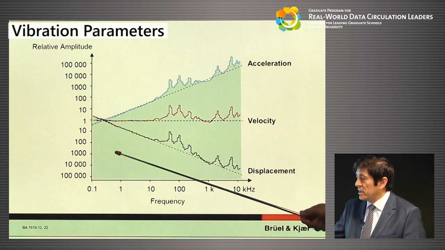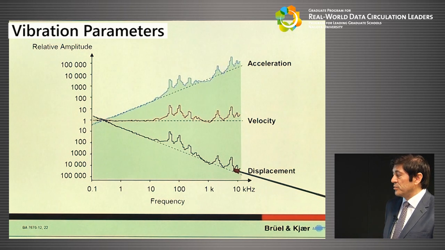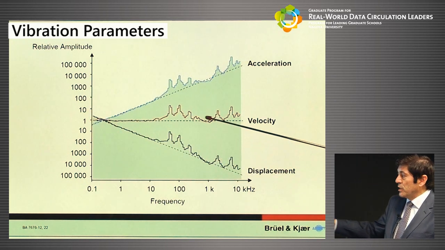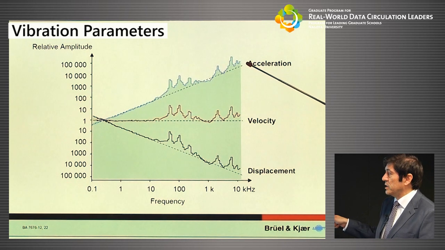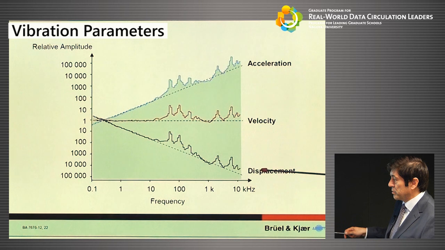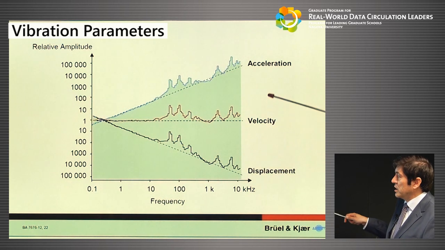we have an area, and that's proportional to energy of the signal. So we cannot have infinite energy, so this curve should die out. Velocity, you see an almost constant curve. Acceleration continuously increases, because when we calculate velocity, we multiply the displacement magnitude with frequency.